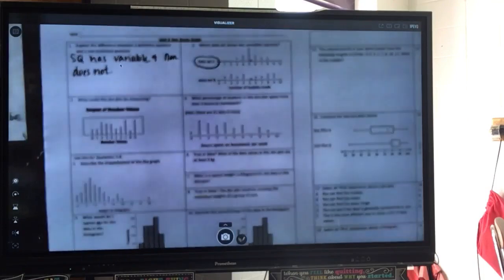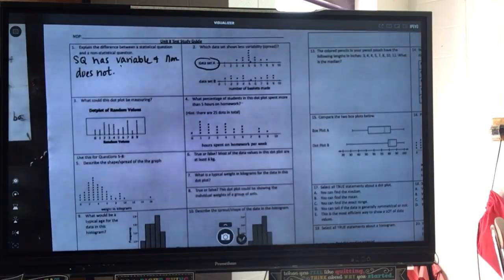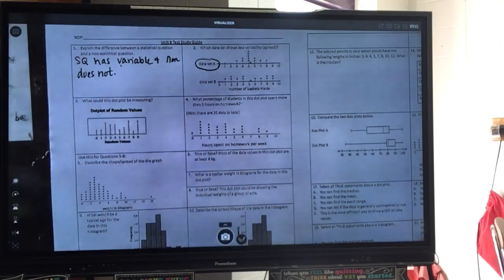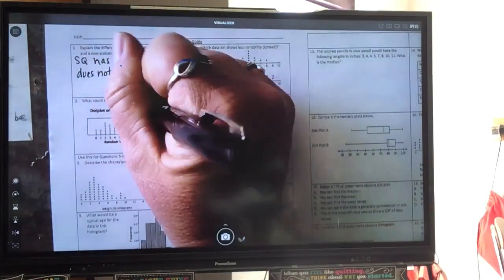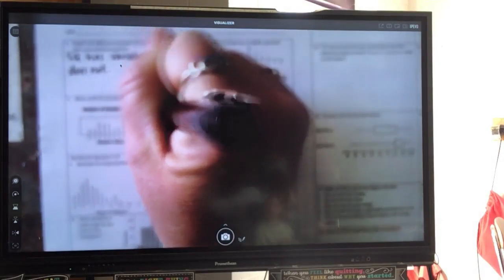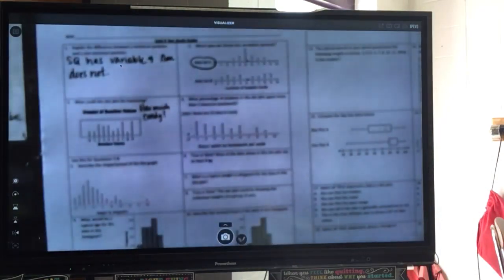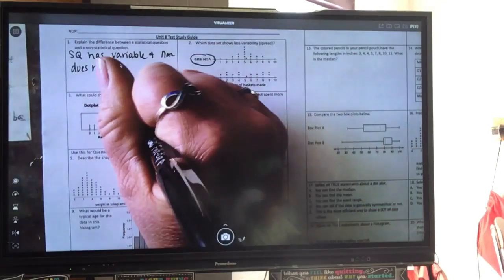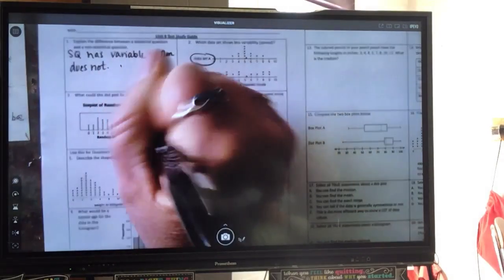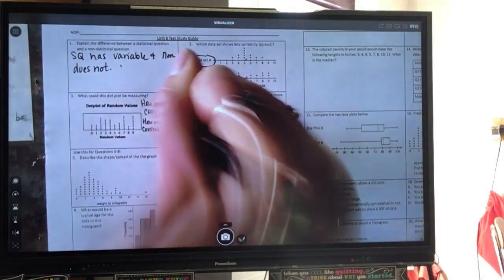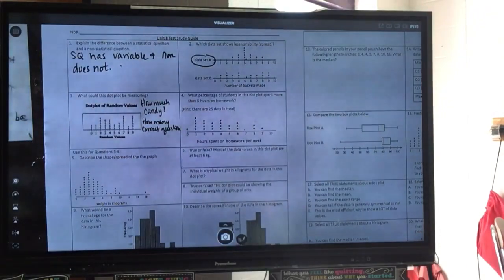So what do you think that dot plot could measure? How much what? How much candy? Okay, so how much candy did you eat? Alright, what else could it be measuring? Troy, how many questions did you get right? Alright, what else? Kids' ages at a birthday party. Okay.